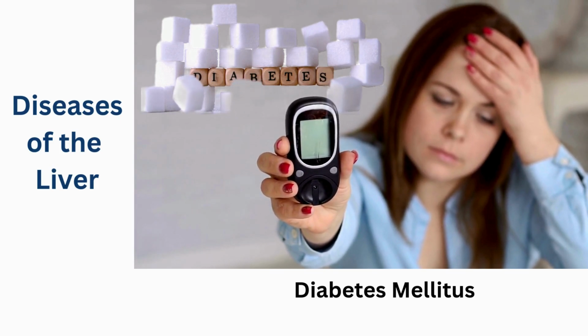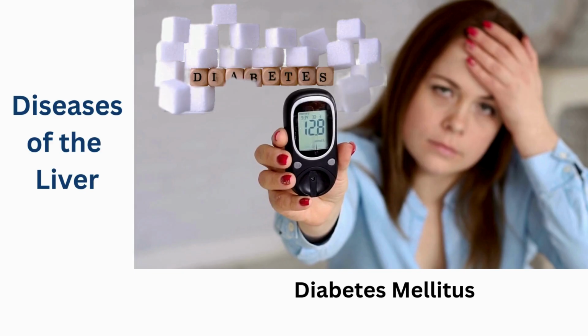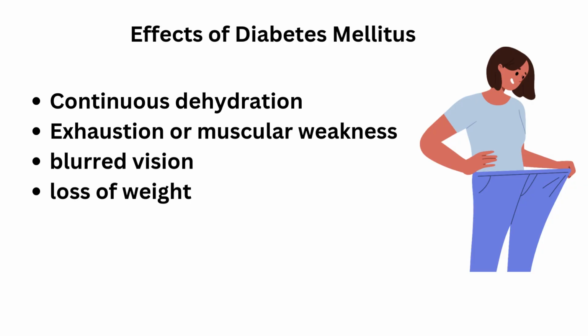Effect of diabetes mellitus. It results to continuous dehydration. It may cause exhaustion or muscular weakness. It may lead to blurred vision, and it also leads to loss of weight.